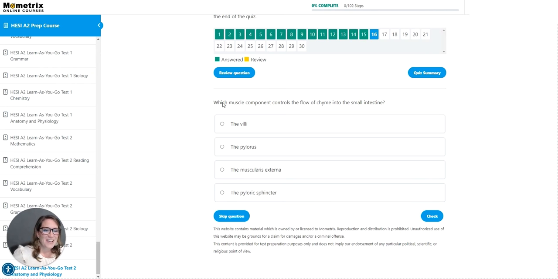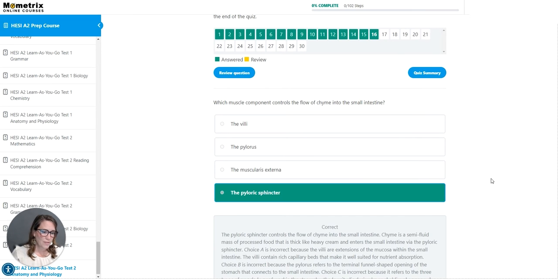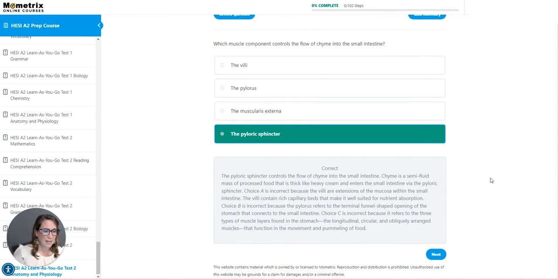Question number 16. Which muscle component controls the flow of chyme into the small intestine? So chyme is all of the food and enzymes and everything all mixing up in your stomach. So our choices are the villi, which are in the small intestine, the pylorus, the muscularis externa, and the pyloric sphincter. So you need to remember your anatomy here. Your pyloric sphincter is what opens and closes to allow the flow of chyme to go down into the small intestine. So that is our correct answer.